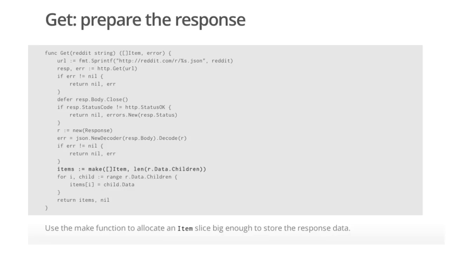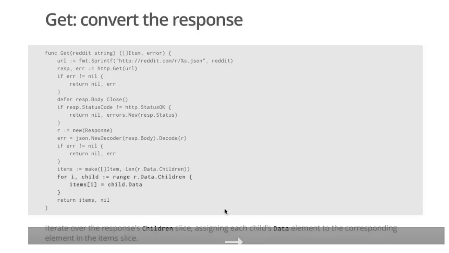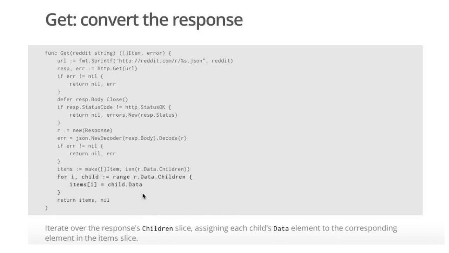Next, we prepare our item slice to return. We do this by initializing a new slice of items with the make function with the same length as the children in our response body. Then we iterate through the response body, assigning each child's data item to the corresponding field in our item slice. And finally, we return our items and a nil value to signify success.